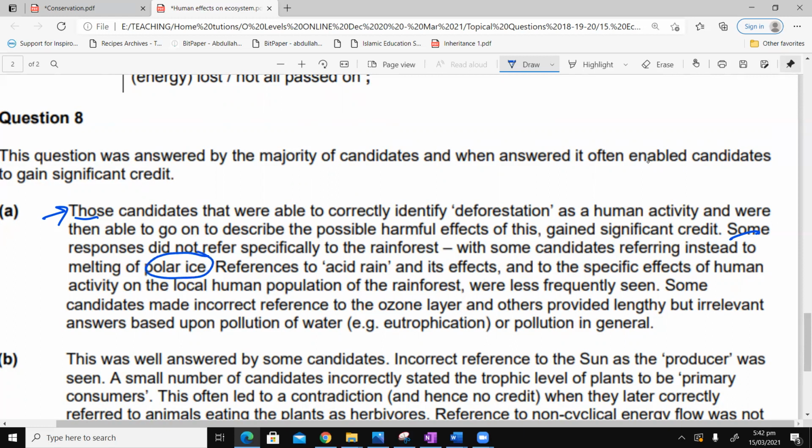I mean, that is a cause, but the point is the question was specifying tropical rainforests, so we can't bring in the polar regions. References to acid rain and its effects and to the specific effects of human activity on the local human population of rainforests were less frequently seen. Some candidates made incorrect reference to the ozone layer, and others provided lengthy but irrelevant answers based upon pollution of water or pollution in general. Of course, it was in the context of tropical rainforests.